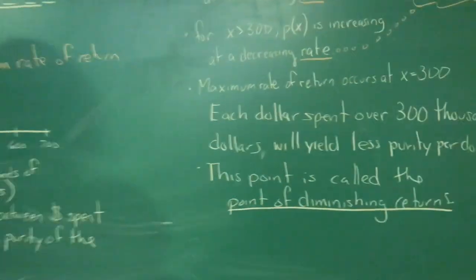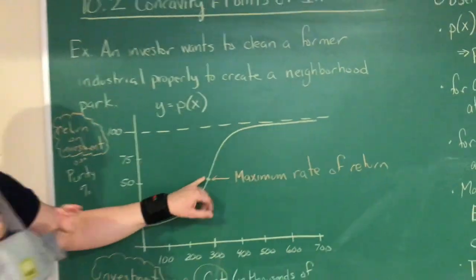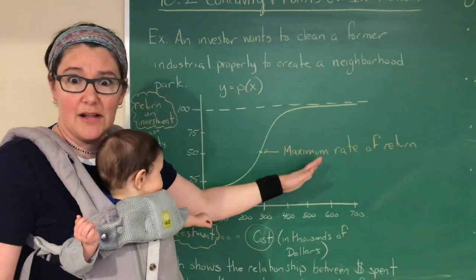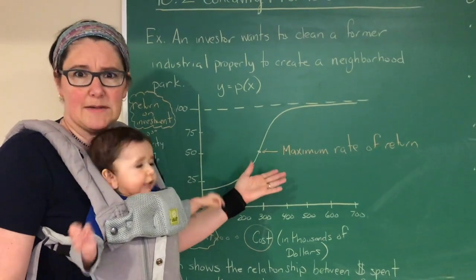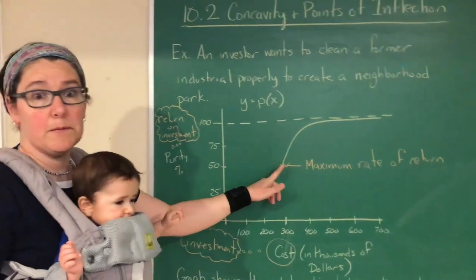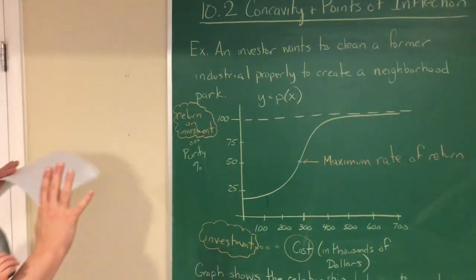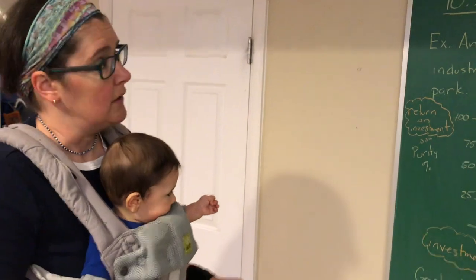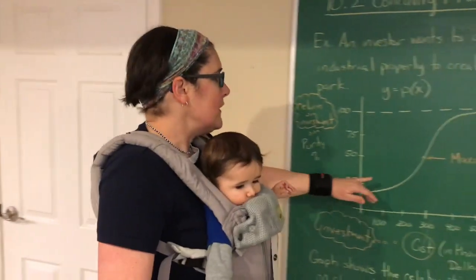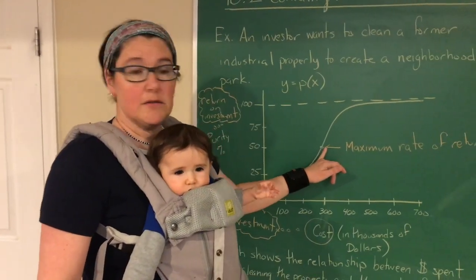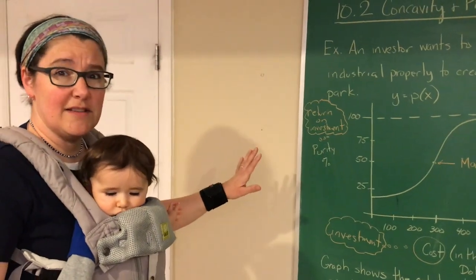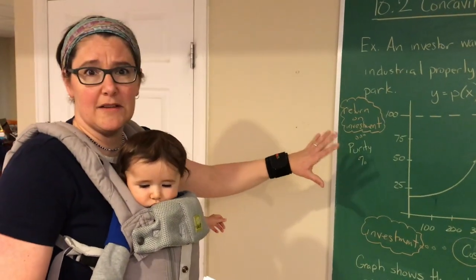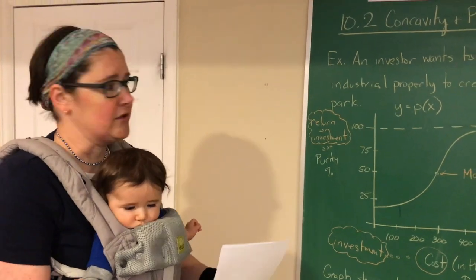All right, so right at this point, we get our maximum rate of return, and for any money spent more than that, each dollar is still going to increase our purity, but not as much as right at this point. So this is the idea we're thinking about: where are we going to get the biggest bang for our buck. So we're looking for the steepest place on a graph. And I want to translate this a little bit into some function notation and calculus lingo, and then we'll bring it back to this after we talk about it in terms of generic functions.